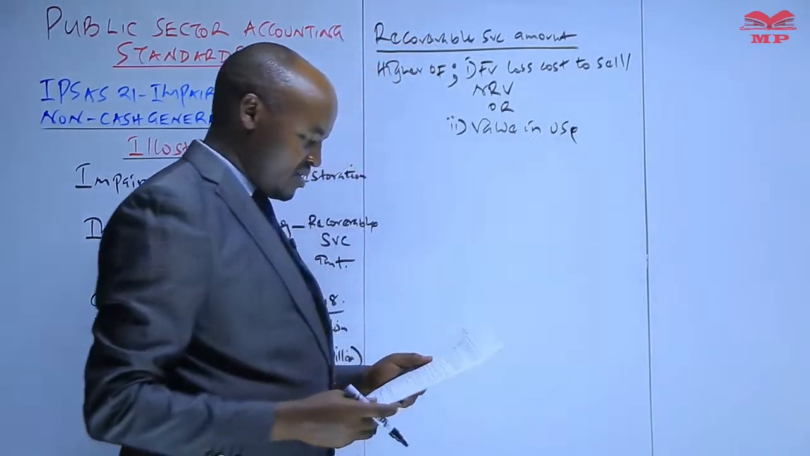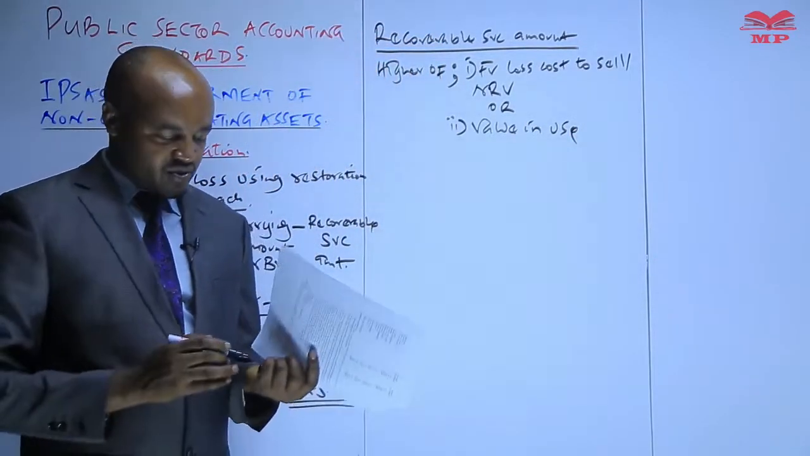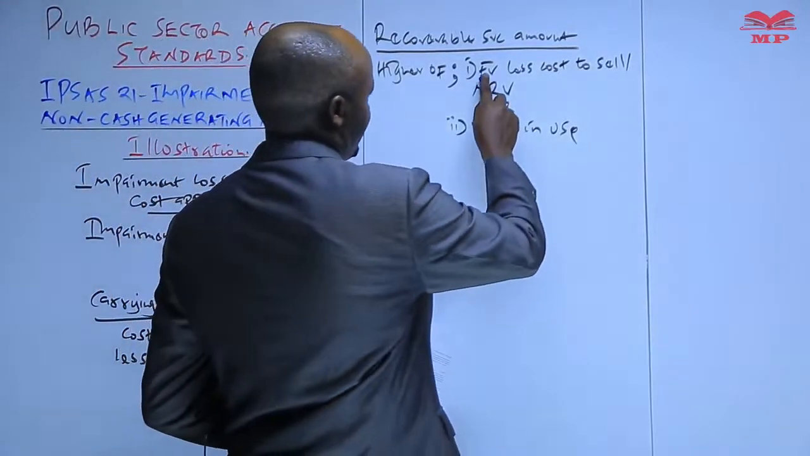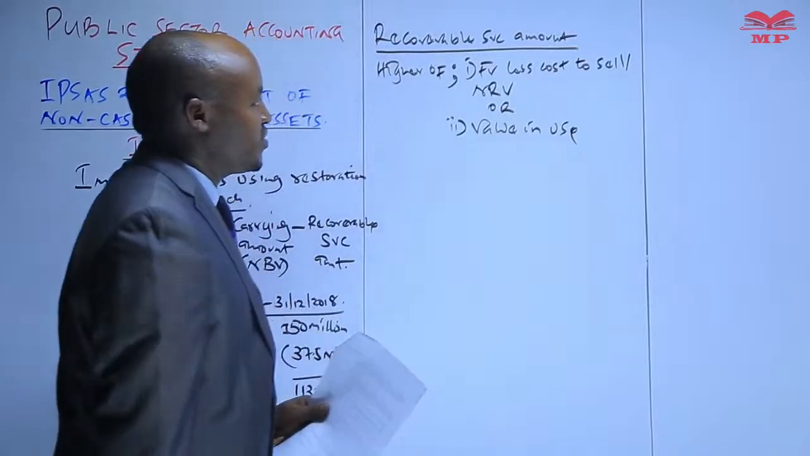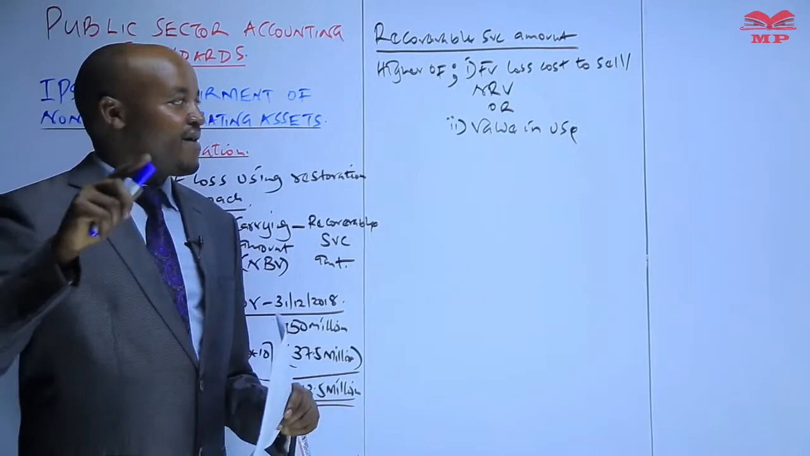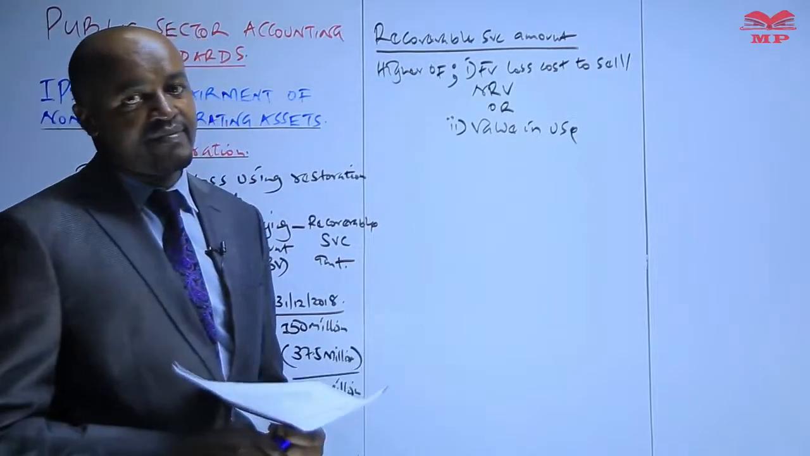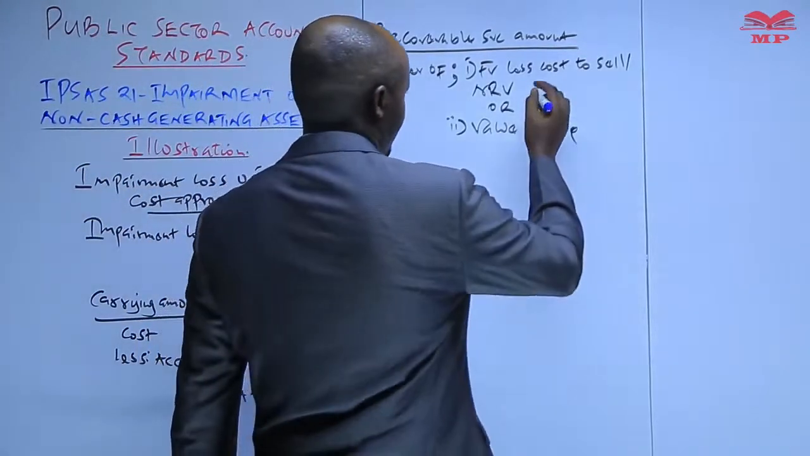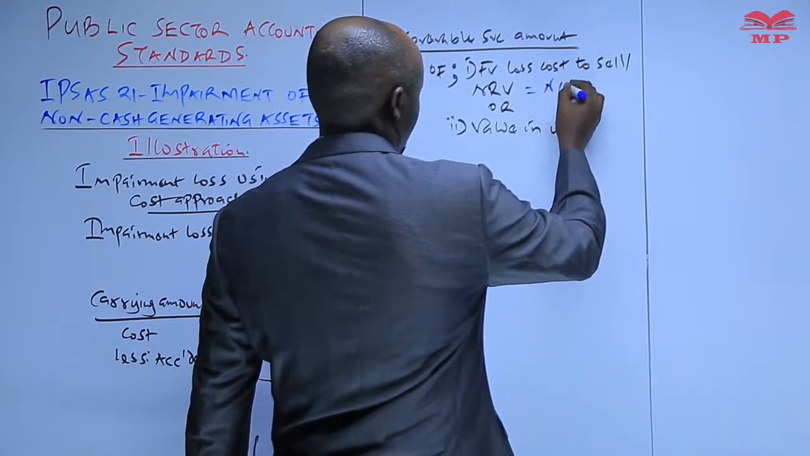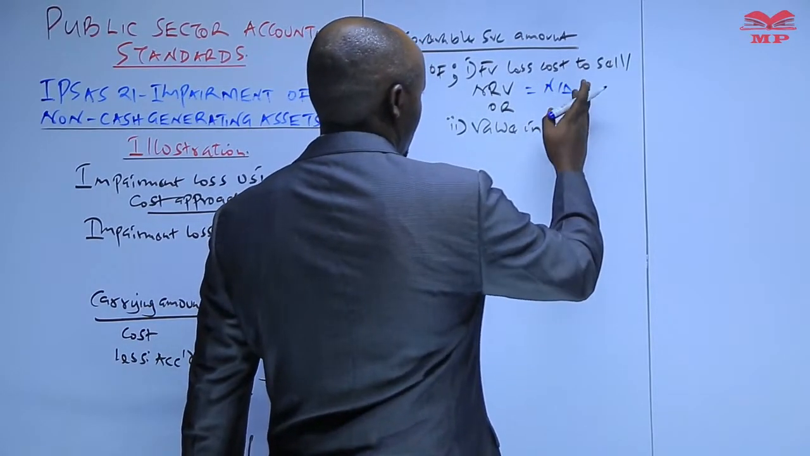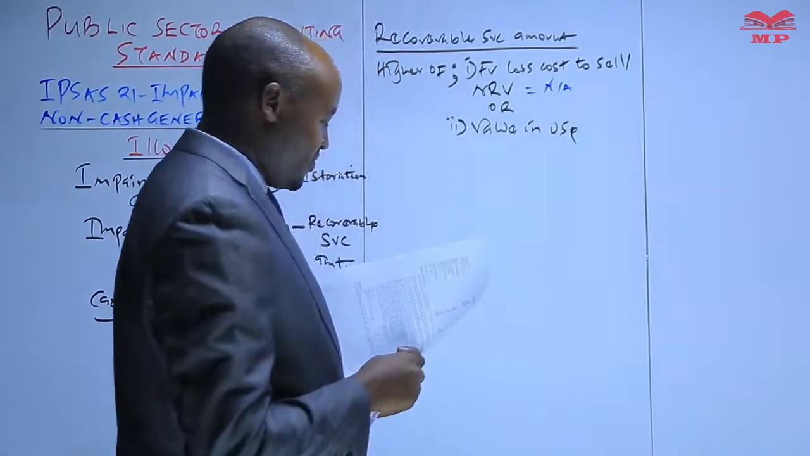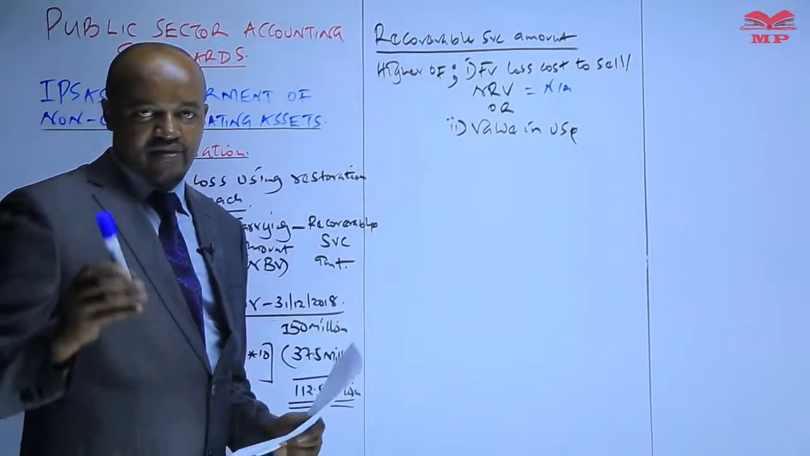Now, if you check on the information given in this question, you'll see that the examiner has not given us the fair value less cost to sell, because the fair value less cost to sell is the amount at which the asset can currently be sold, minus any cost which will be incurred in selling that asset. And as per the information you are given, this figure is not provided. So therefore, this will not apply in our case. We are not going to consider that figure. What we need to do is proceed and determine the value in use.